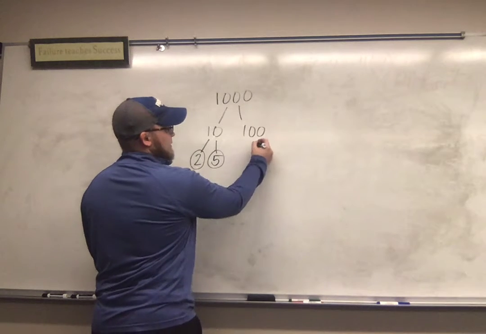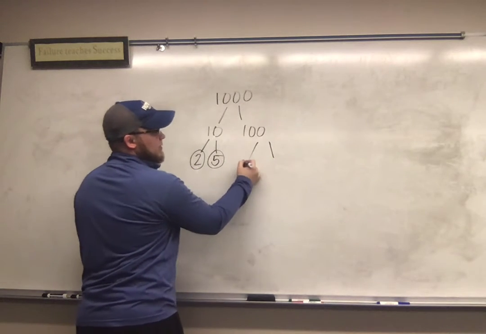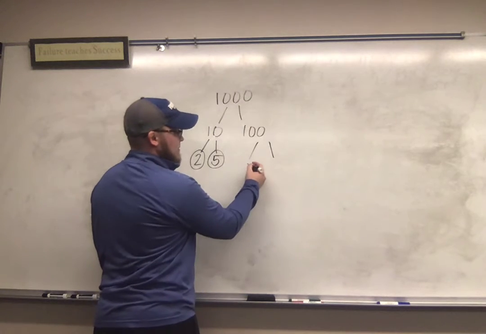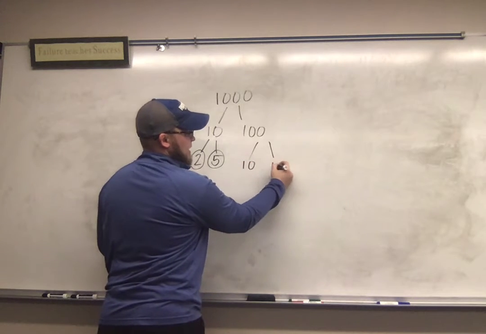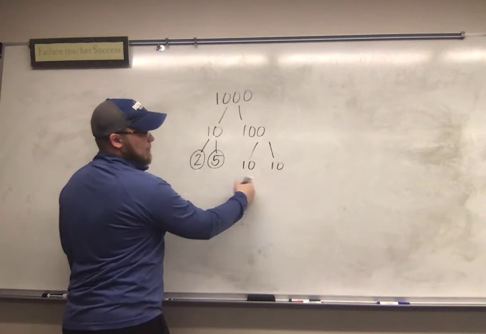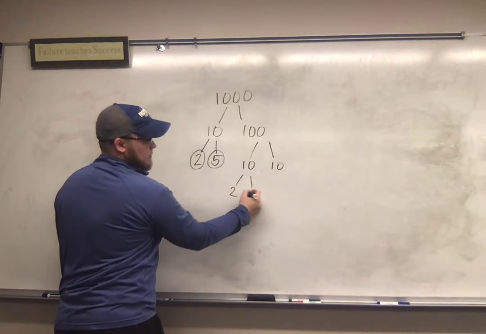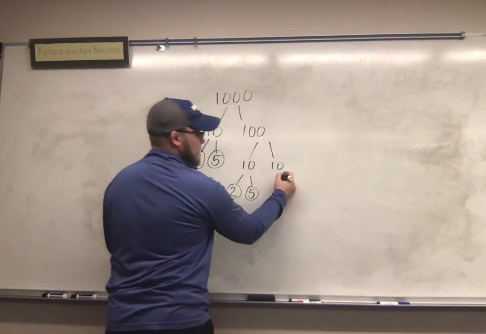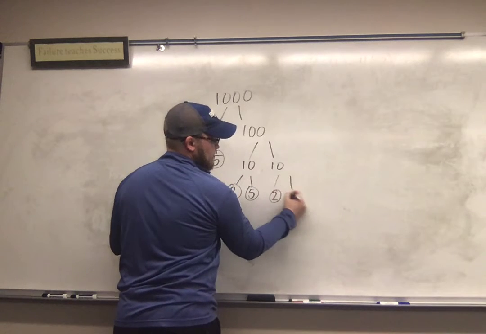So let's keep breaking down this one. What equals 100? You could do 50 times 2, but I'm going to keep it simpler, 10 times 10. Those are not prime, so again you have to break them down, which gives you the prime numbers 2 and 5 again, and over here you get 2 and 5.